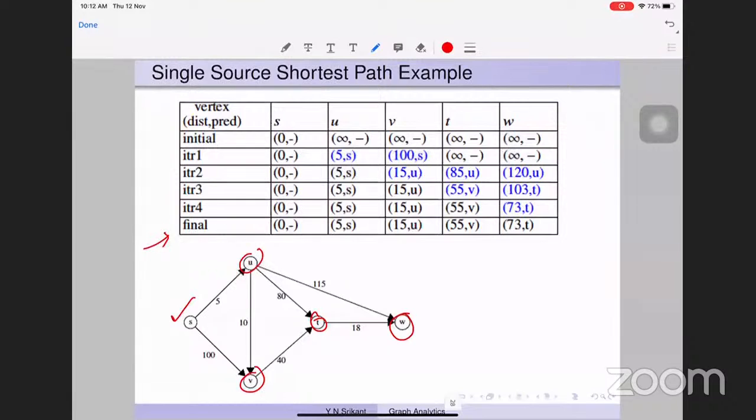Finally, the shortest path to S, which is the source itself, is of distance 0. Shortest path to U is of distance 5. Shortest path to V is of distance 15. Even though there is an edge of 100, going like that is shorter. And then shortest path to T is of 55. So I go like this, and like this. And shortest path to W is of 73. Again, like this, I go like this, and then like this. So that would be my shortest path to W.